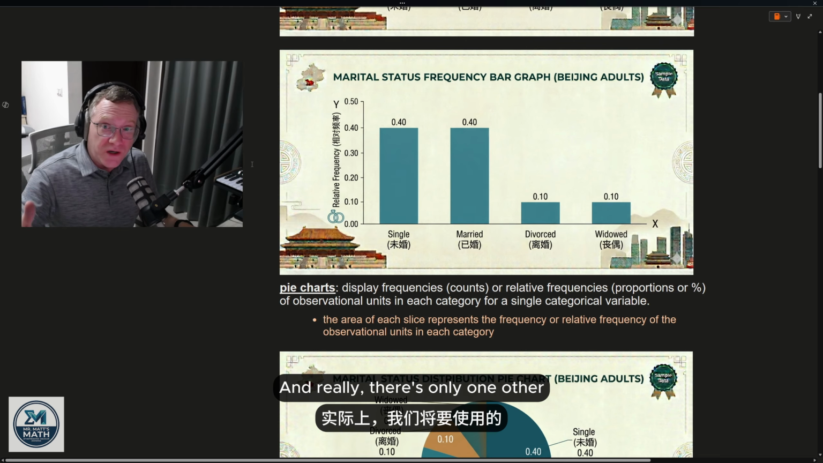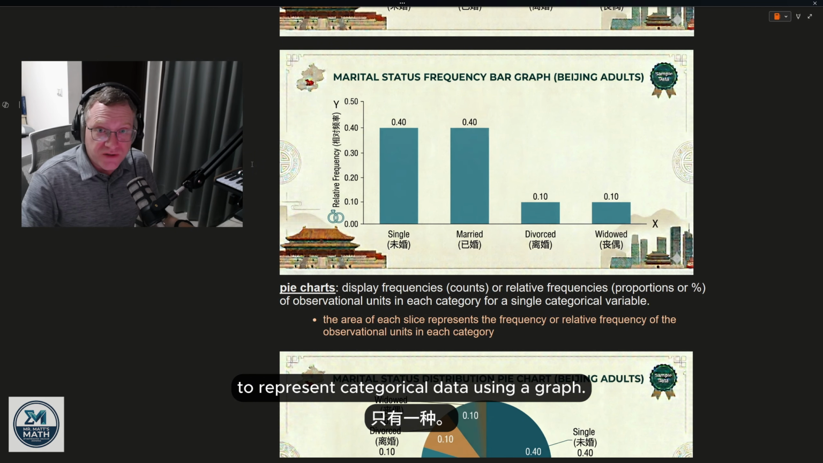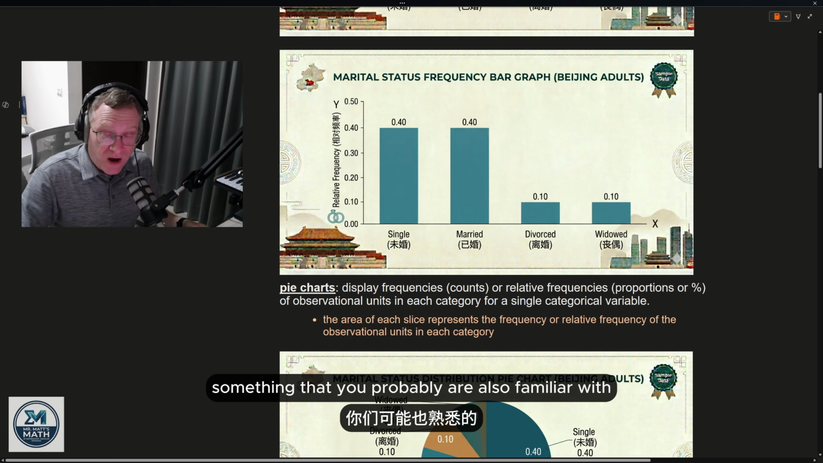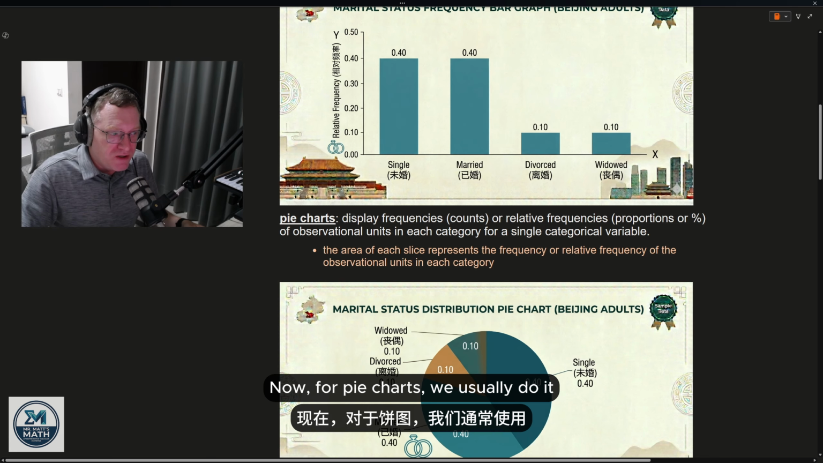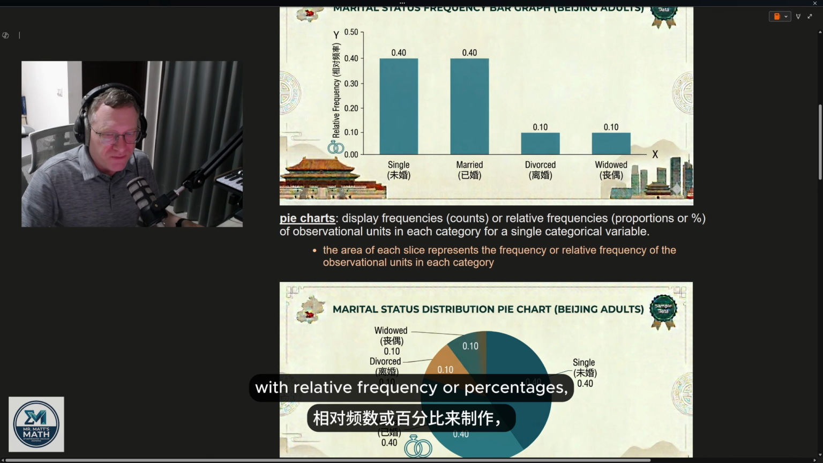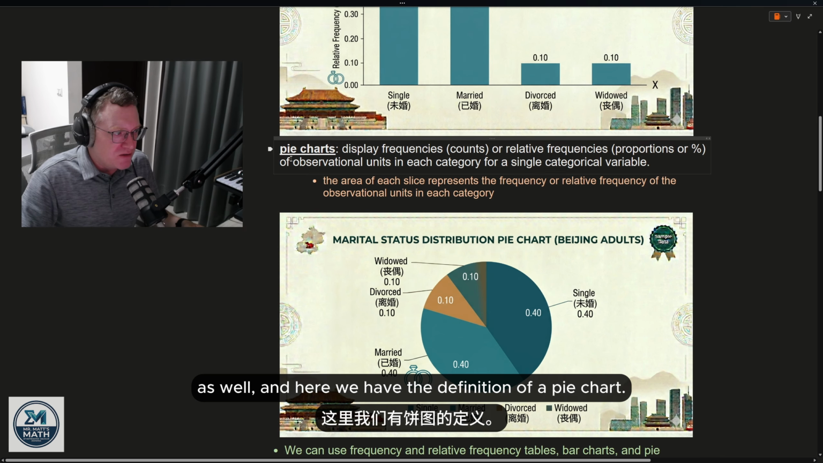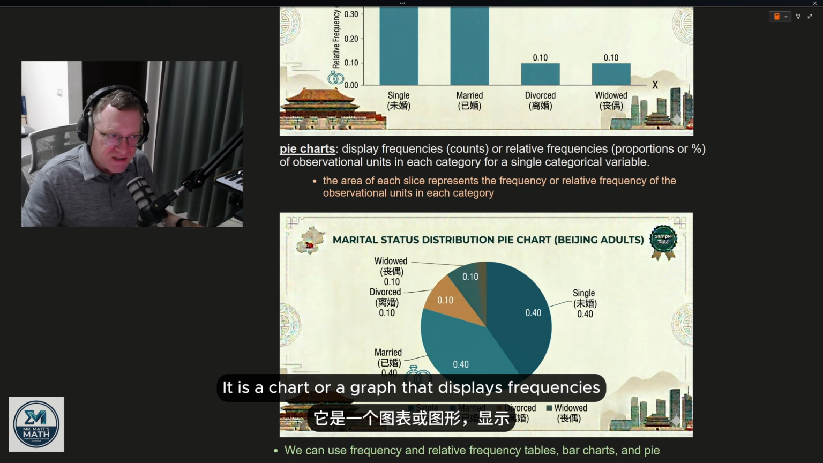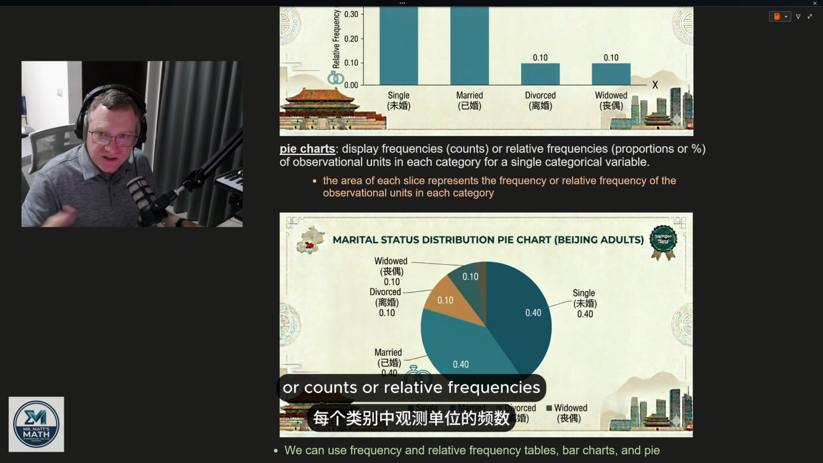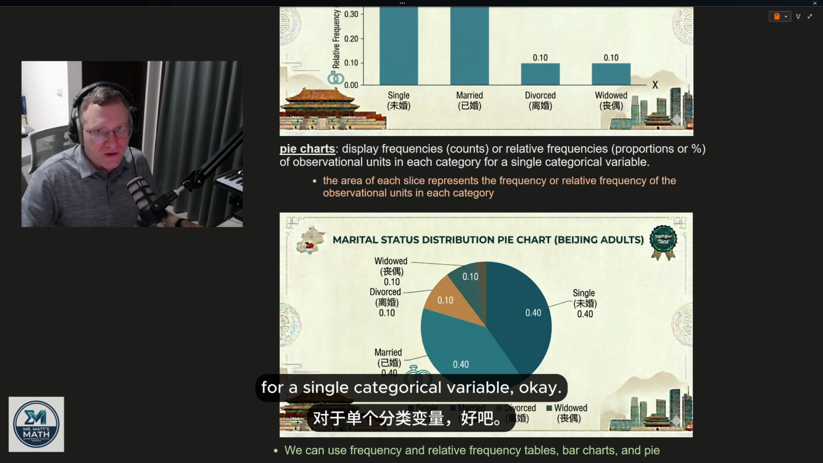And really, there's only one other way that we are going to be using to represent categorical data using a graph. And that's something that you probably are also familiar with, called a pie chart. Now, for pie charts, we usually do it with relative frequency or percentages, but you could do it with the frequencies or counts as well. And here we have the definition of a pie chart. It is a chart or a graph that displays frequencies or counts or relative frequencies, proportions or percentages of observational units in each category for a single categorical variable.